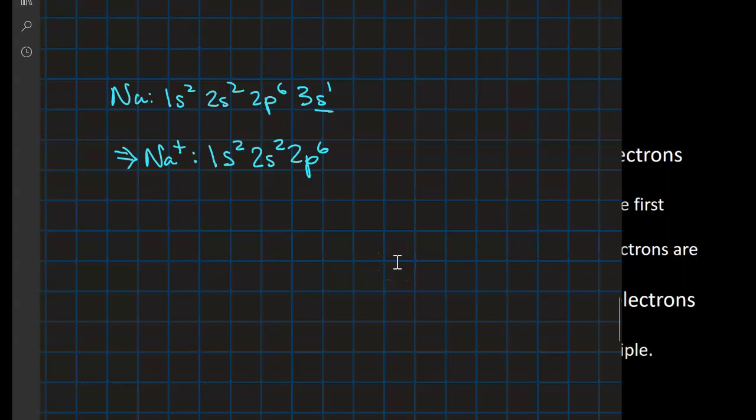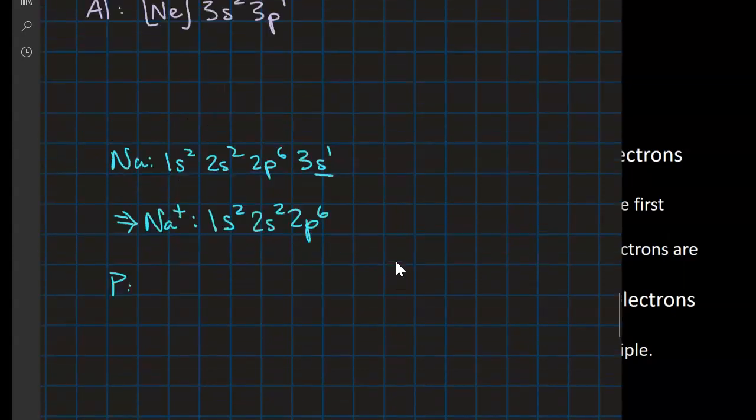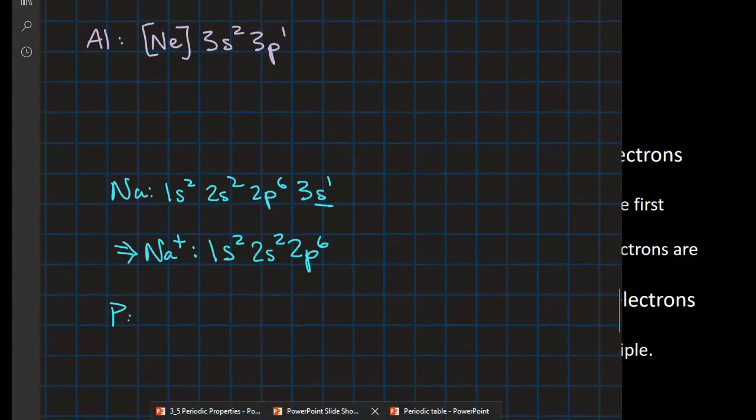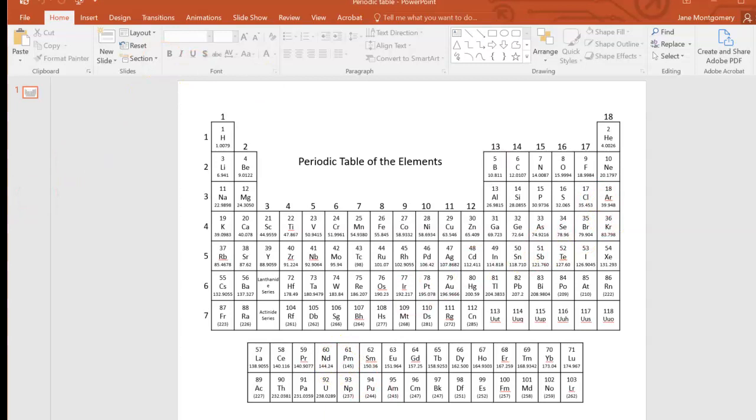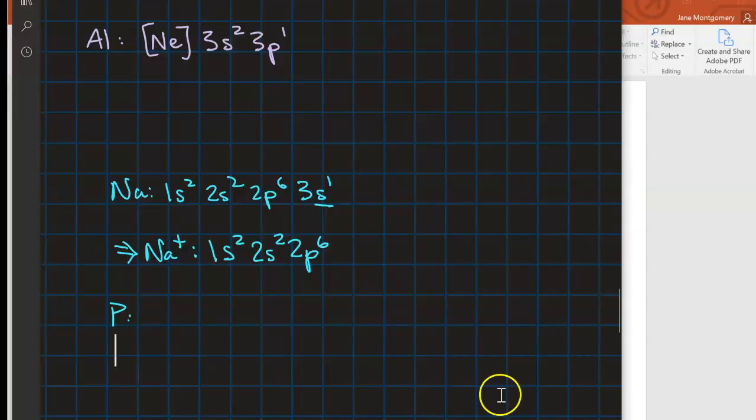So looking at phosphorus, what electron configuration does it have? Let's look at its position in the periodic table. Phosphorus is located here, so it's in the p block. It's in the third row down, so it's a 3p, and it's in the third box over, so it's going to be 3p3. So I need to fill in everything up to 3p3. So it's going to have 1s2, 2s2, 2p6, 3s2, and then 3p3.